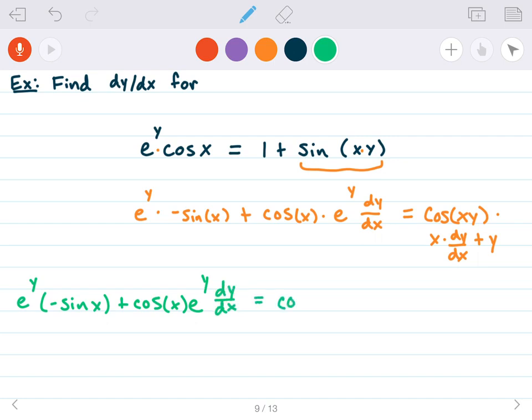Okay, equals cosine xy times (x dy/dx plus y). All right. So as before, I want to make sure that everything attached to a dy/dx is on the side by itself. So what's attached to these things? Well, all of this is one attached thing. This is all one attached thing.